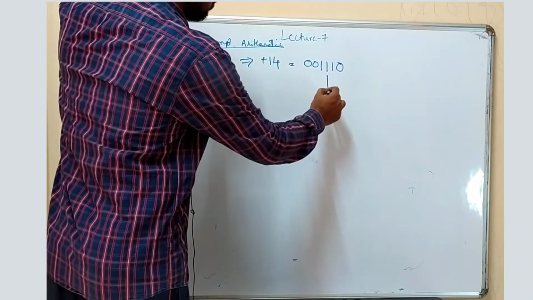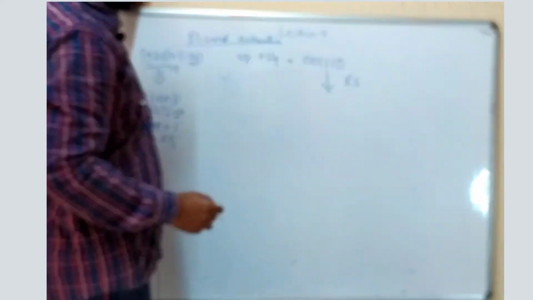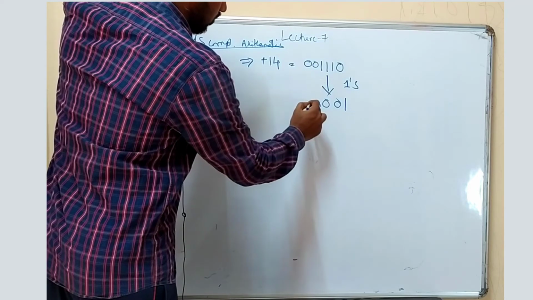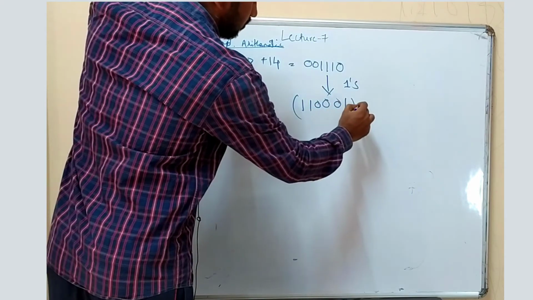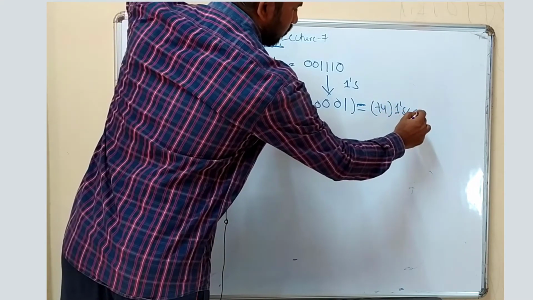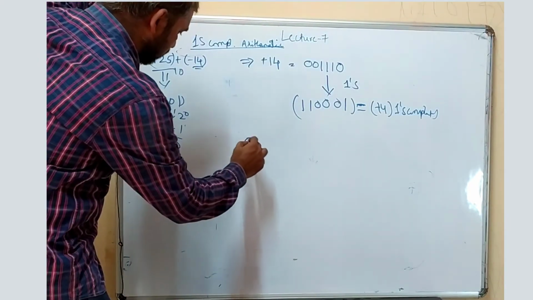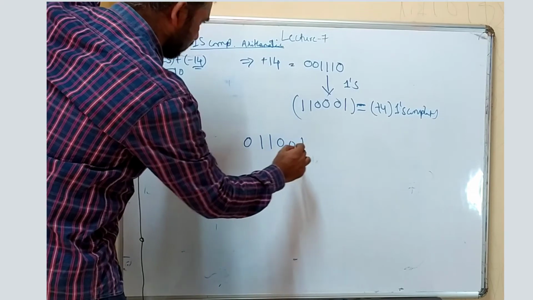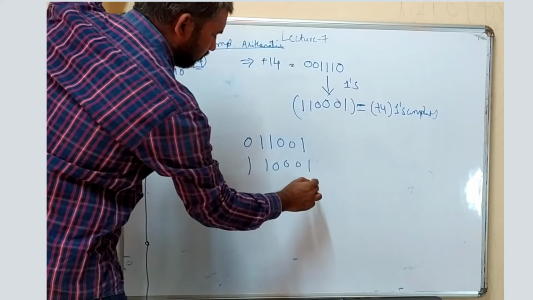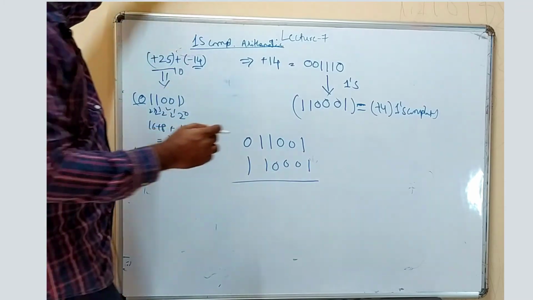Now we will convert it into the 1's complement. In order to do the 1's complement, you have to complement each bit. That will be 1 1 0 0 0 1... so now this is equivalent to minus 14 in 1's complement form. Once you get the 1's complement form, you can directly add it to the plus 25. That means you can write it as 0 1 1 0 0 1, and minus 14 will be 1 1 0 0 1. So when you do the 1's complement arithmetic, you should know the rules.